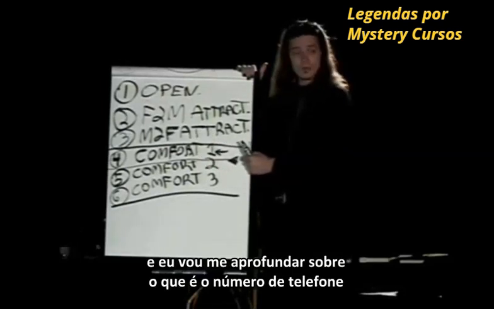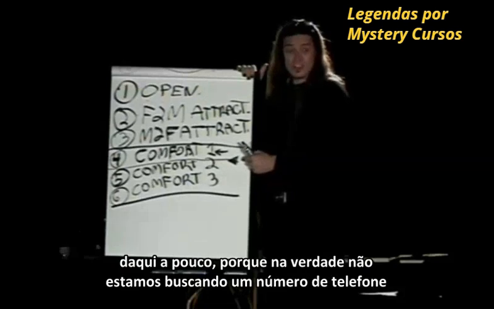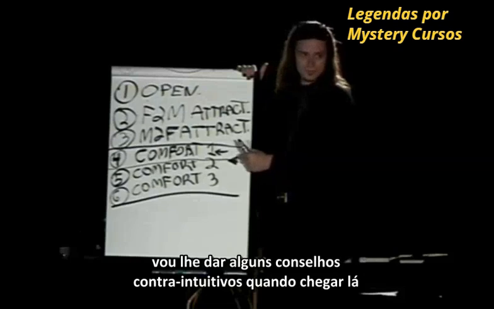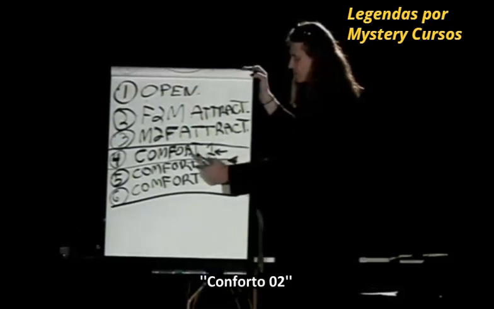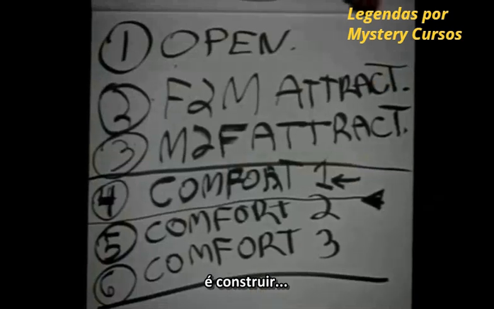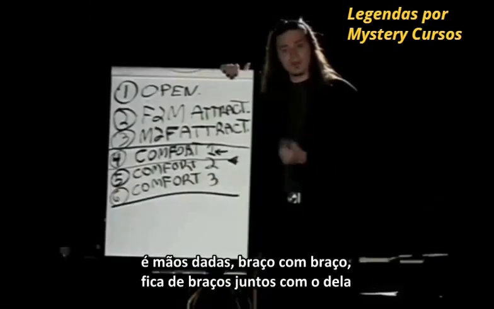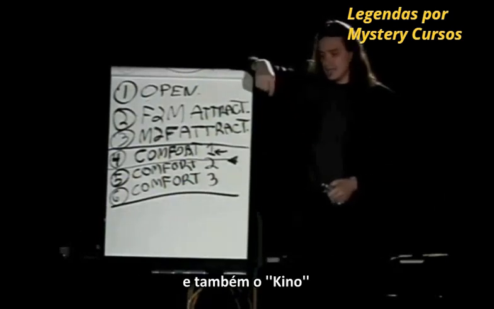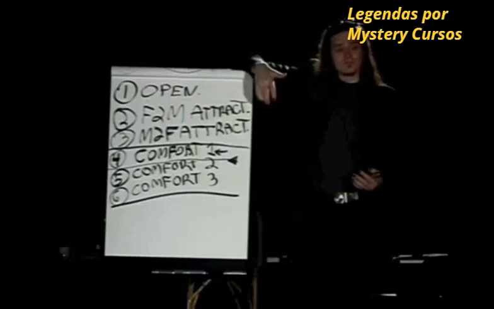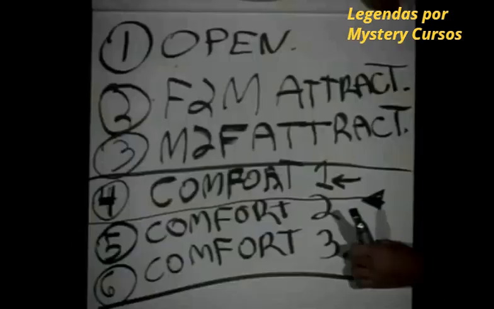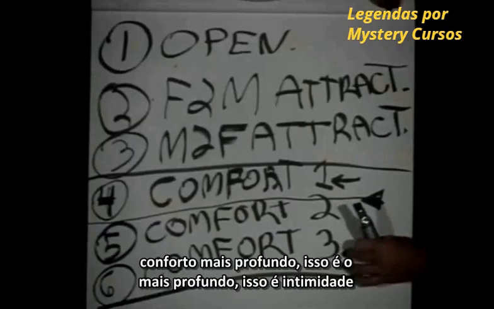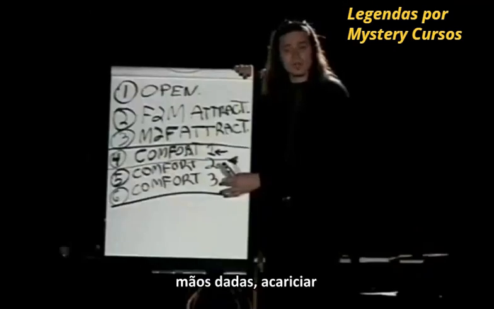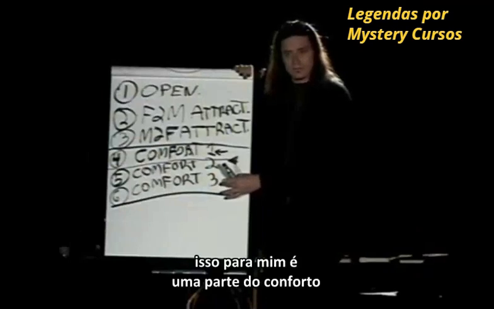And I'm going to zoom into what a phone number is in a moment, because we're actually not going for a phone number. I'm going to give you some counterintuitive advice when it comes to that. Comfort 2 is building intimacy, hand-holding, going arm in arm, and light kino. And then, of course, deeper comfort. This is the deepest. This is heavy intimacy. Kissing, holding hands, caressing. That, to me, is a part of comfort.